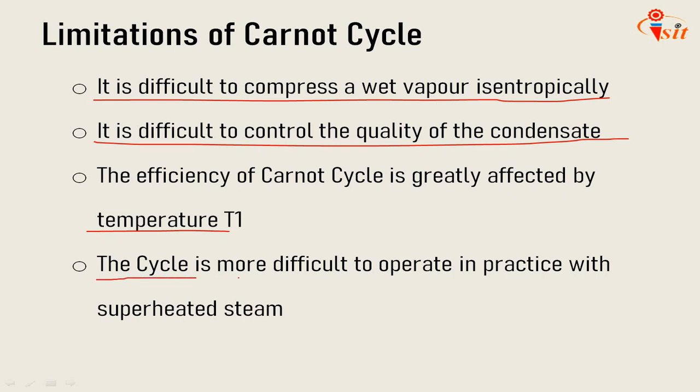The cycle is more difficult to operate in practice with superheated steam due to the necessity of supplying the superheat at constant temperature instead of constant pressure. In a practical cycle, limits of pressure and volume are far more easily realized than limits of temperature, so at present no practical engine operates on the Carnot cycle, although all modern cycles aspire to achieve it.